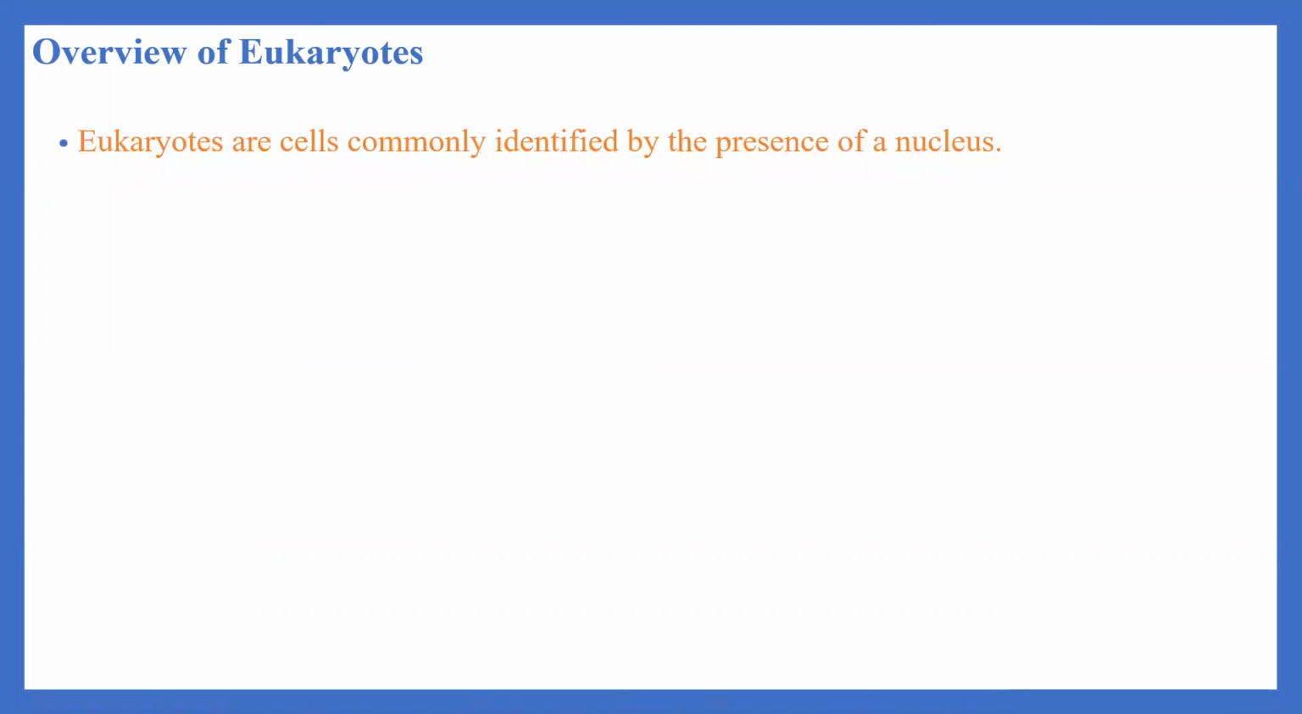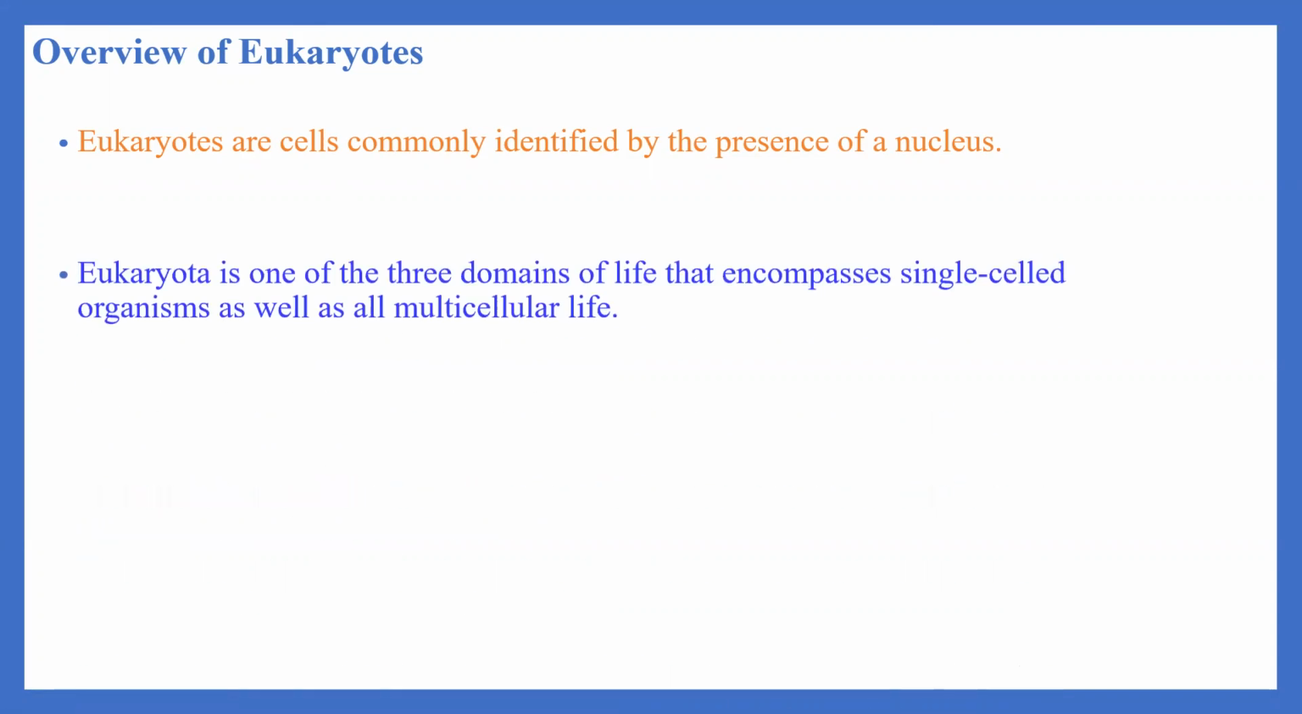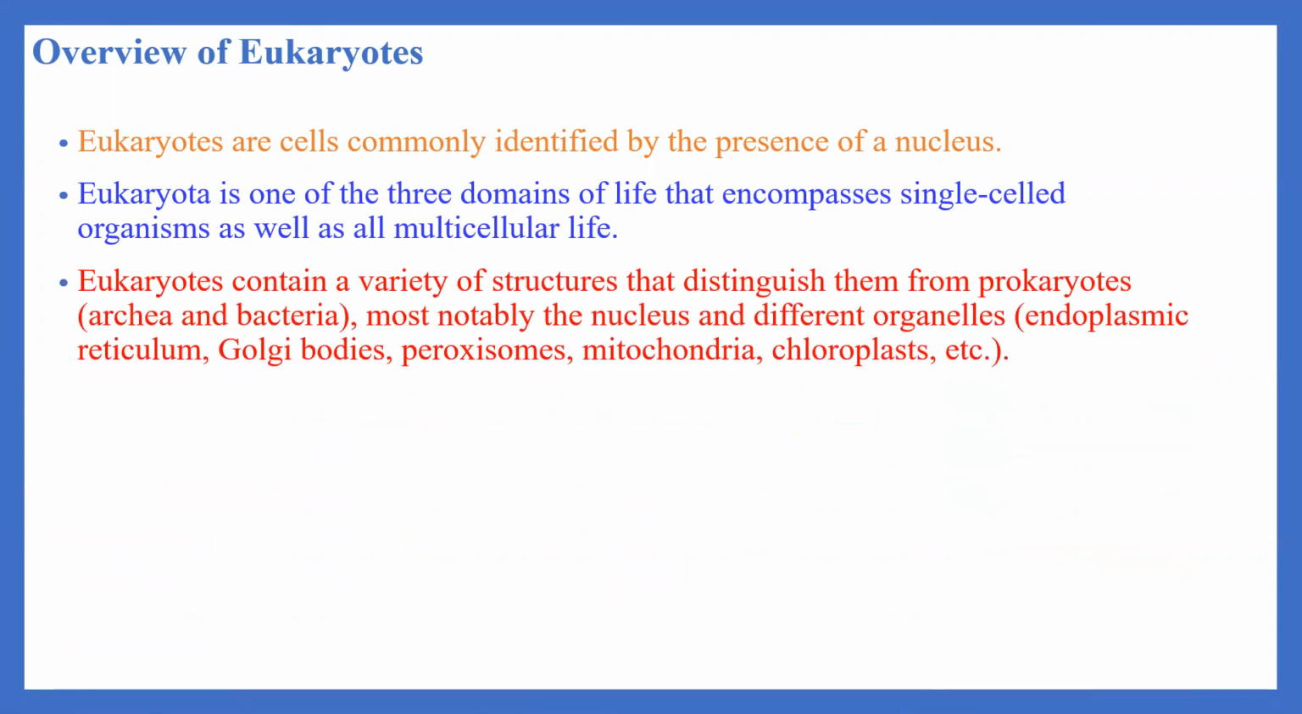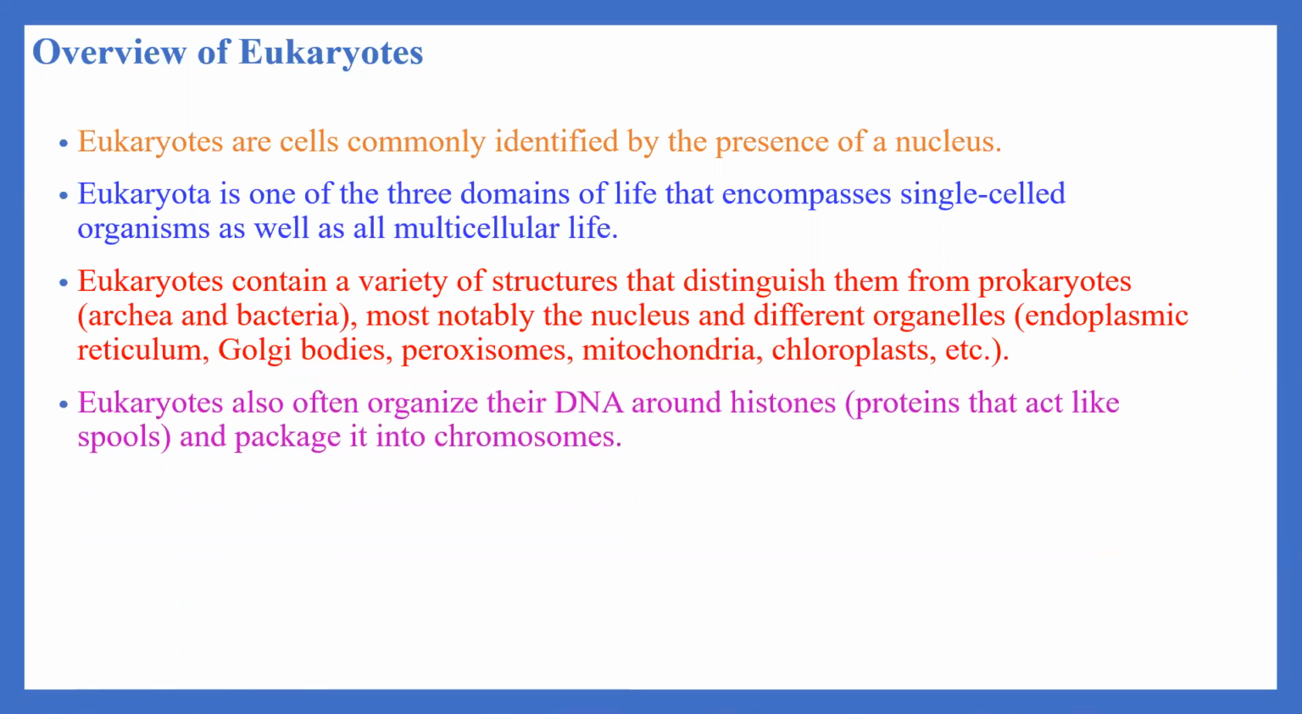So, what are eukaryotes? Eukaryotes are cells commonly identified by the presence of a well-defined nucleus. Eukaryota is one of the three domains of life that encompasses single-cell organisms as well as multicellular life. Eukaryotes contain a variety of structures that distinguish them from prokaryotes like archaea and bacteria, most notably the nucleus and different organelles like endoplasmic reticulum, Golgi bodies, peroxisomes, mitochondria, chloroplast, etc.